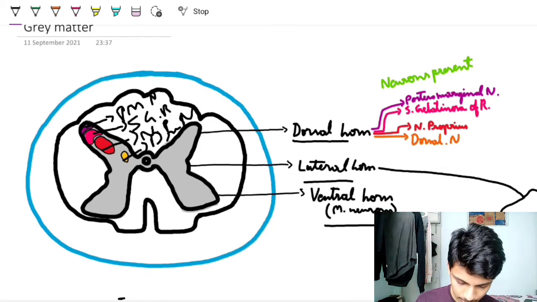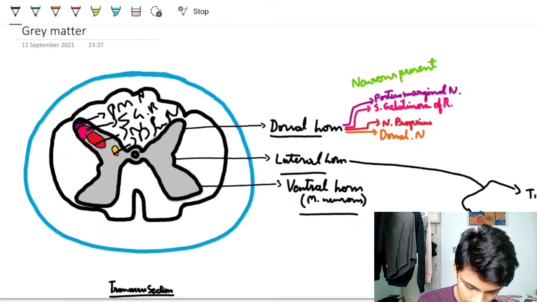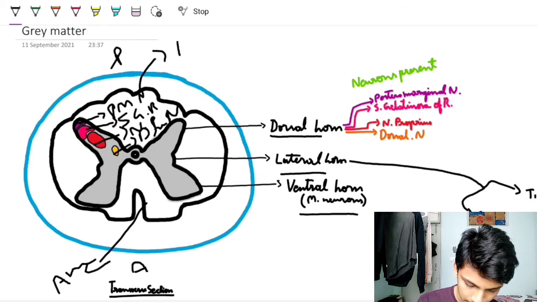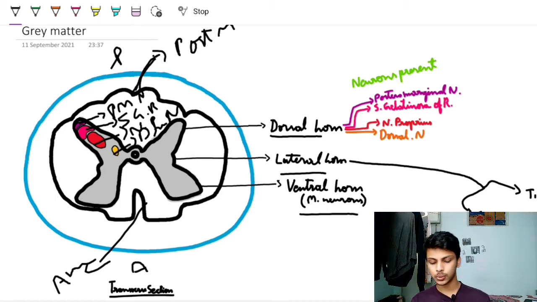See, guys, this is the representation: anterior, posterior. This is the anterior median fissure. This is the posterior median sulcus. So that was the dorsal horn, which has 4 nuclei.